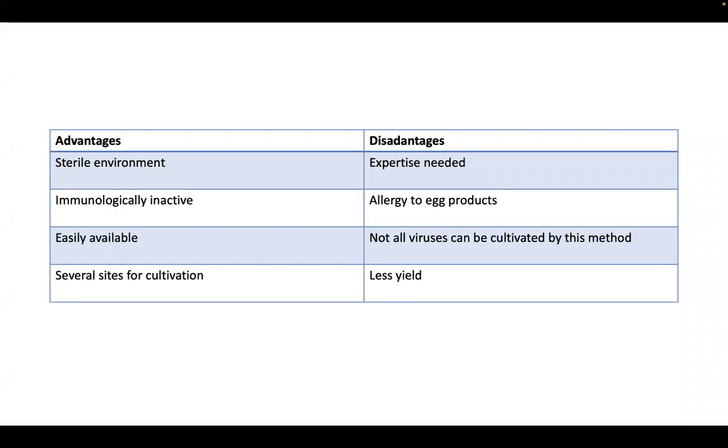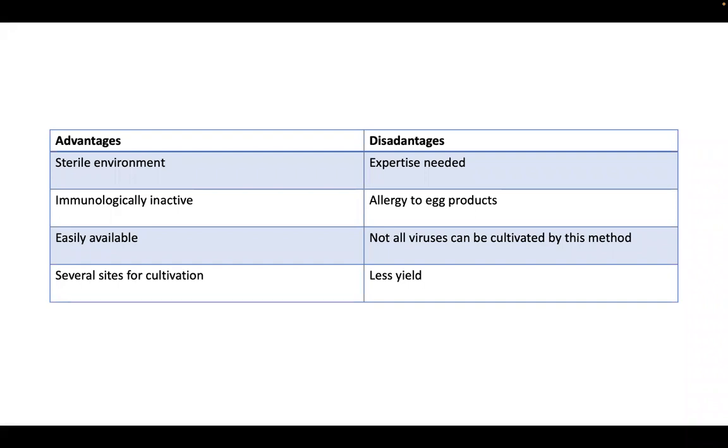different viruses. So on to the disadvantages, we need a lot of expertise to inoculate the virus on the specific sites. Not anyone can do it. And for those people who are allergic to eggs, we've seen the allantoic cavities used to make the different vaccines such as influenza. This type of vaccine will not be suitable for them.